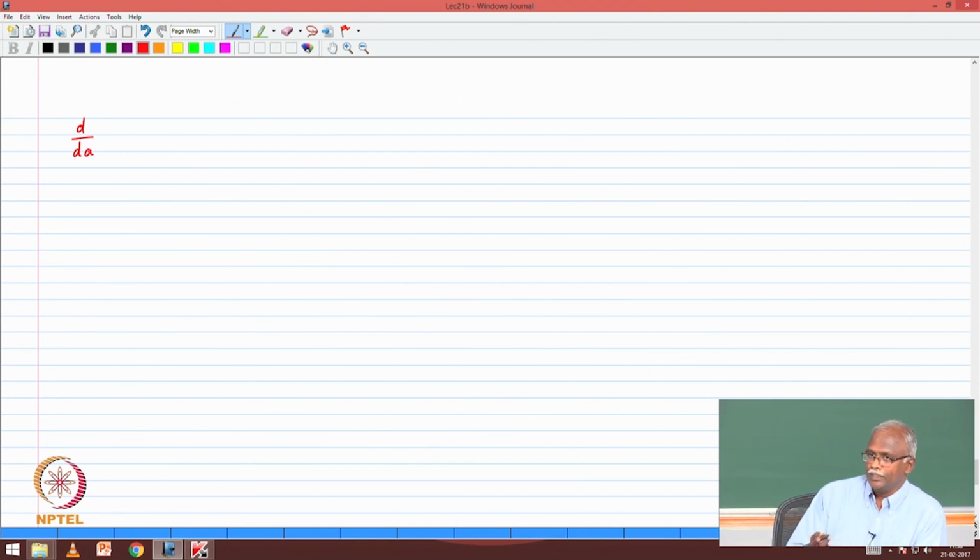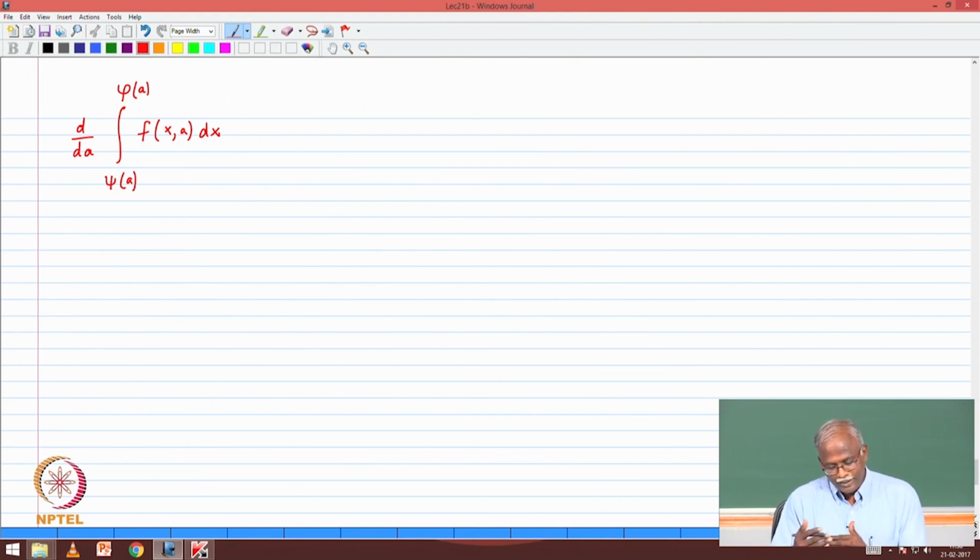If I differentiate an integral, the variable can be present in the lower limit of the integral, in this case psi of a, or it can be a variable that is present in the upper limit of the integral, or it can be in the integrand itself. Okay, my integral, just forget about the d by da, is an integral of the function f between the limits psi of a and phi of a. Now I am differentiating with respect to a variable. This variable can be present in the lower limit, upper limit, or in the integrand, or in all three, or in any combination of these.